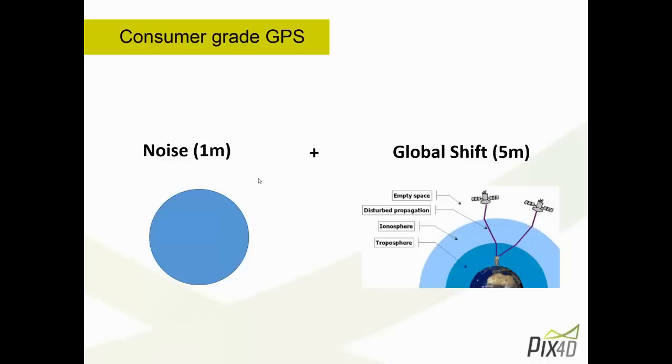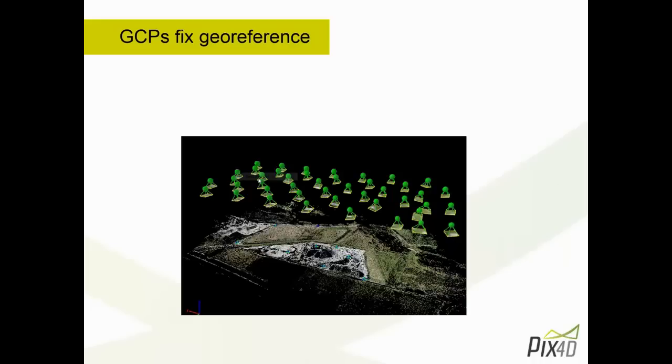This global shift is basically shifting your orthomosaic and your DSM and your point cloud in some random direction by around 5 meters, and this is due to atmospheric conditions around the Earth, which deviate the GPS signal a bit. And with consumer grade GPS, you don't have a way to correct that.